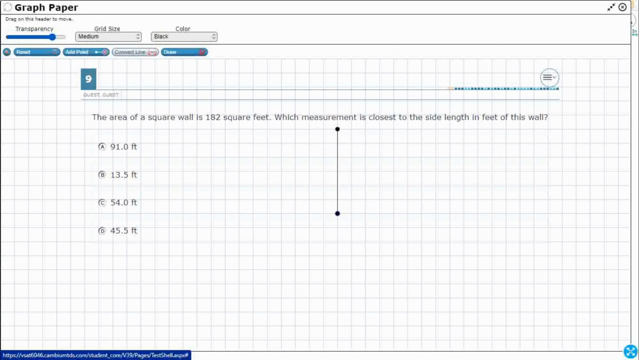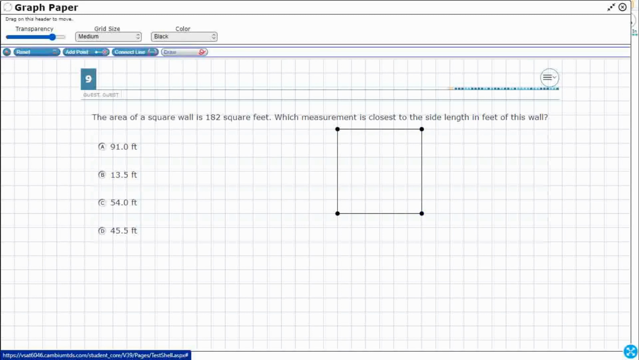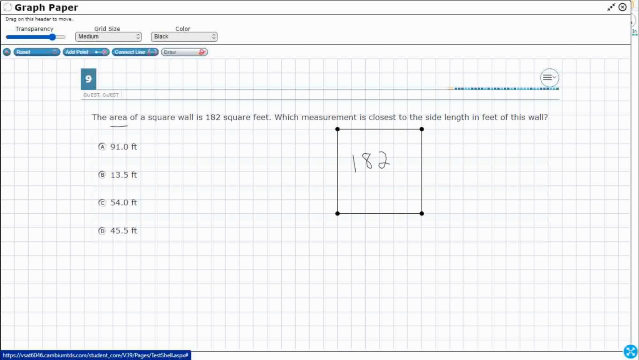All right, so this is just going to be a representation. I did 6 units down, 2, 3, 4, 5, 6. I need to do 6 units across. So don't worry about the number of units. I just wanted it to actually look like a square. So what do we know about this square? The area, that's the area inside, is about 182 square feet. So I'll just write it like that.